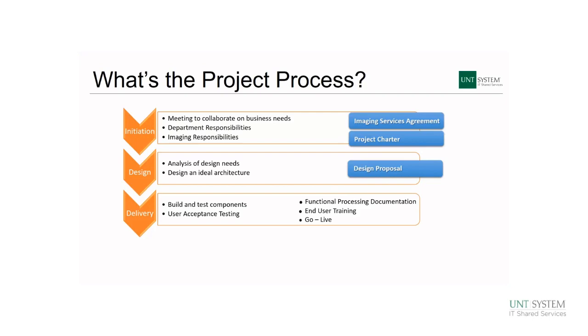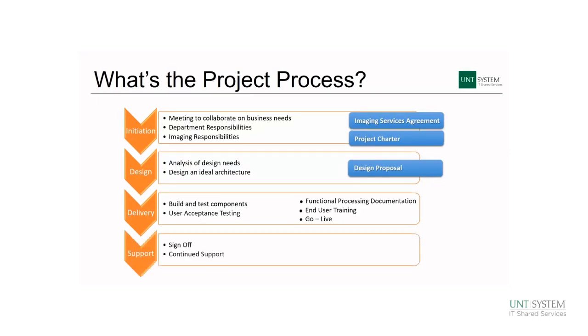At user acceptance testing, the department will receive functional processing documentation and will need to provide end user training for the rest of the office staff that will be using the system. Once end user training is complete, we will move to Go Live, where your implementation will be available for use.